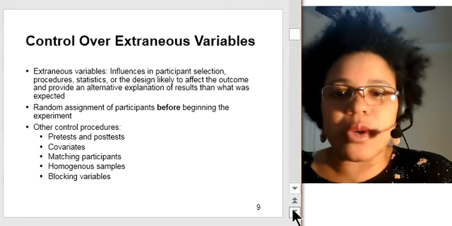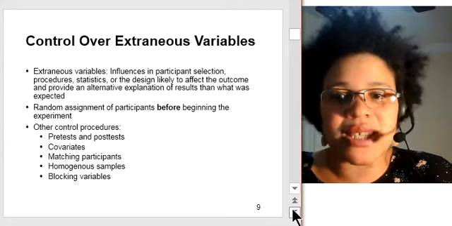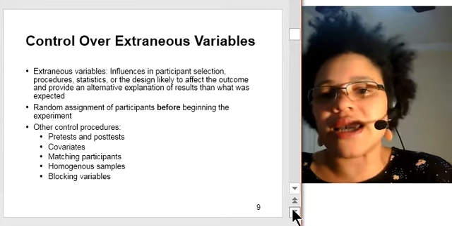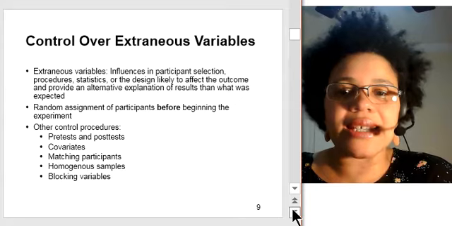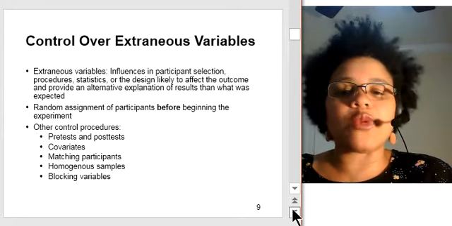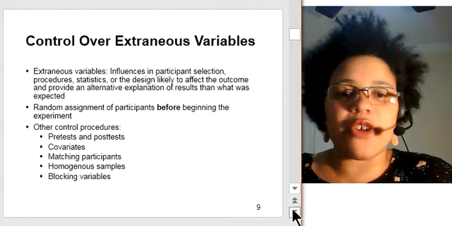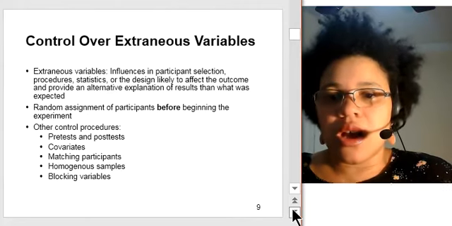For example, we need to be conscious of participant selection, of the procedures, of the statistics that we use, and how the design is likely to affect the outcomes. Because we don't want there to be alternative explanations of our results than the thing that we're actually testing.